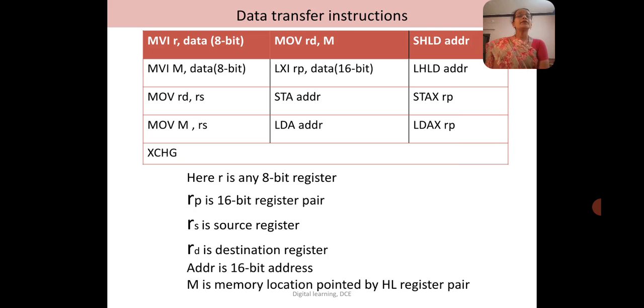LDAX RP means it will load the accumulator with the content of memory location. That memory location address is specified in the BC or DE register pair. Okay, XCHG means it will exchange the information between DE and HL register pair. That means D content will be exchanged with the H register content and E register content will be exchanged with the L register content.